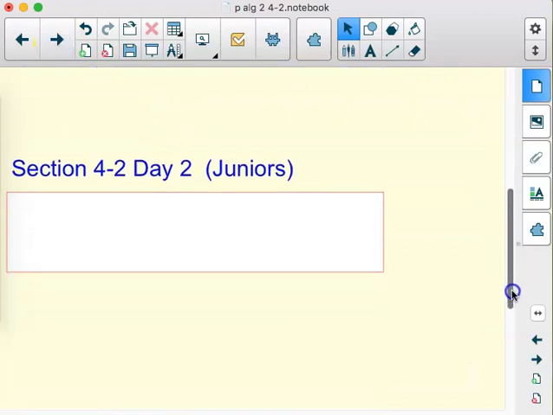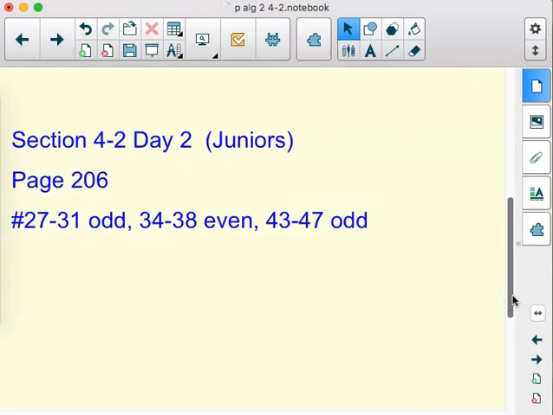4.2, day 2, there you are. 27 to 31 the odd, 34 to 38 the even, 43 to 47 the odd.